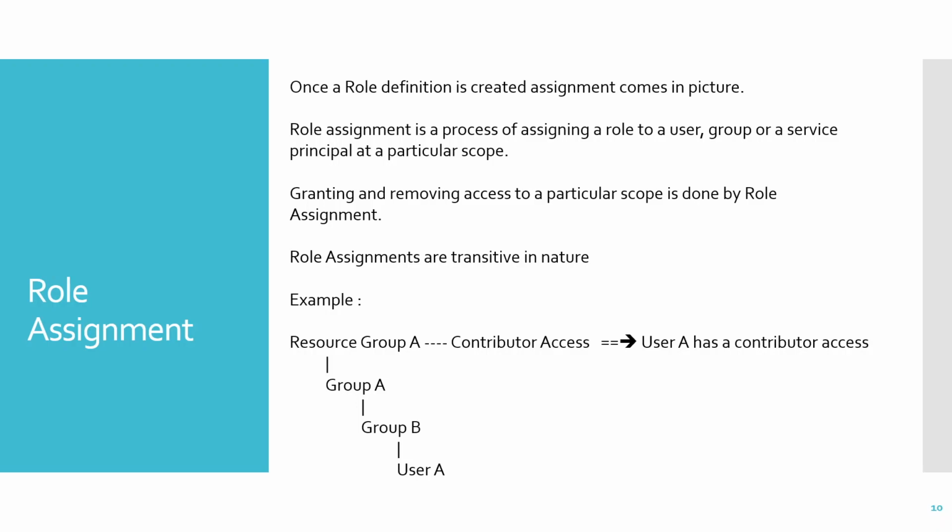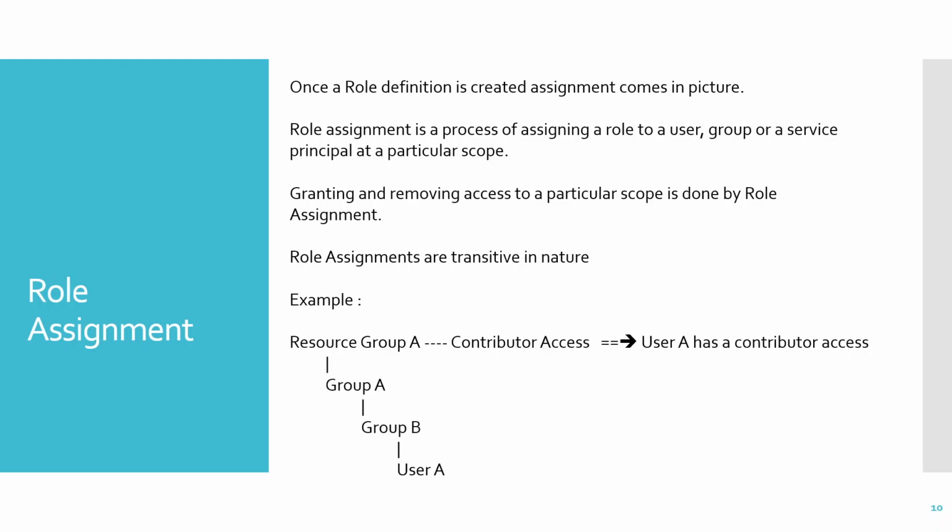Now, once you have a role and you are clear about where it is applied on a scope level, then there is a role assignment that needs to be done. So what is an assignment? Role assignment is a process of assigning a role to a user or a group of users or a service principal. So you have created a role, you have defined the metadata of a role. Now you have to assign that particular metadata to a user or a group or a service principal. So that is role assignment.